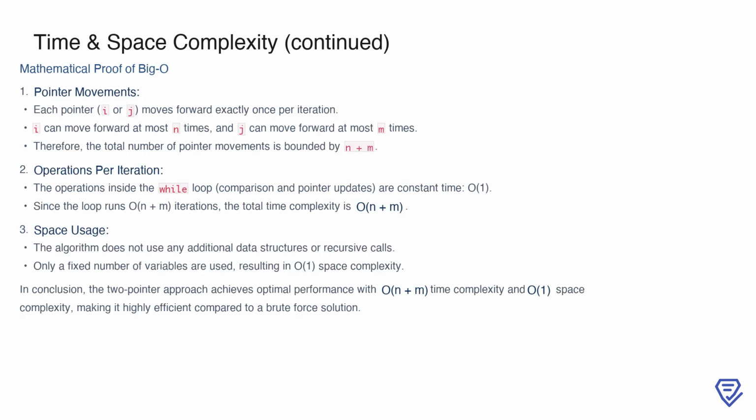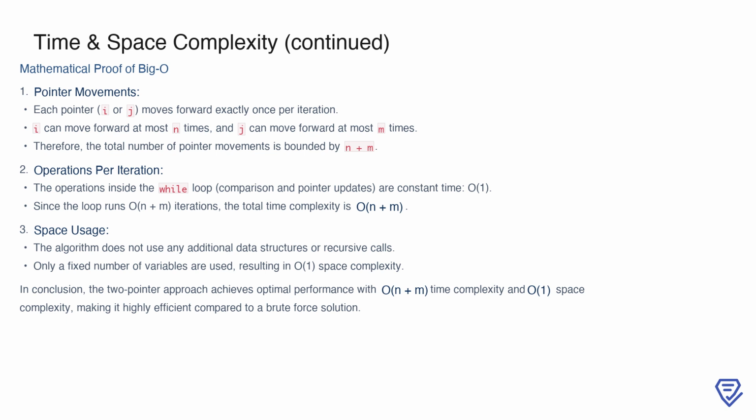Finally, let's solidify our understanding of the time and space complexity with a mathematical proof. First, consider the movement of the pointers. Each pointer, i and j, moves forward at most once per iteration of the loop. The total number of movements for i is bounded by the length of nums1, which is n, and similarly, the total movements for j are bounded by the length of nums2, which is m. Therefore, the total number of pointer movements is at most n plus m. Next, the operations performed within each loop iteration, such as comparisons and pointer updates, take constant time, or O(1).